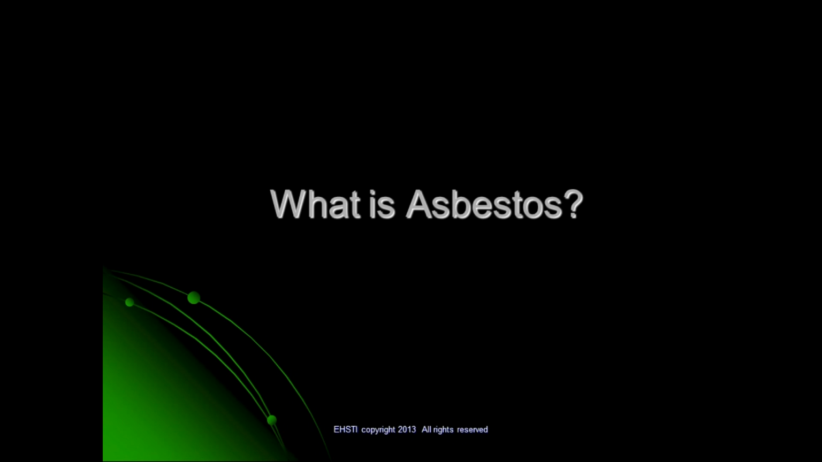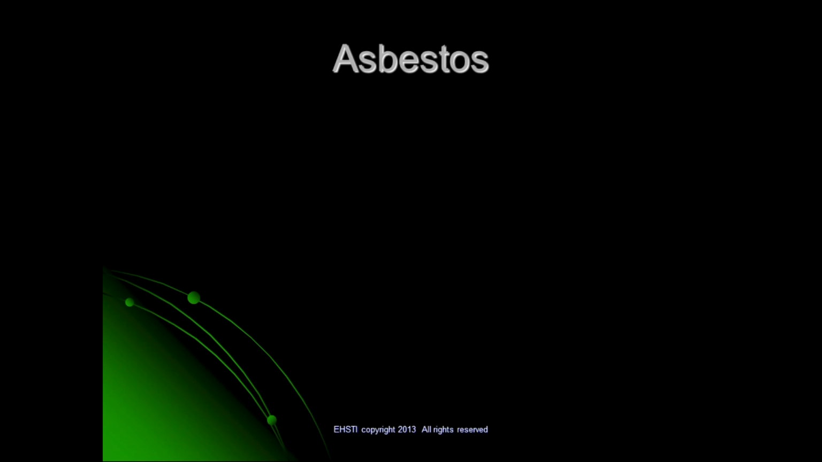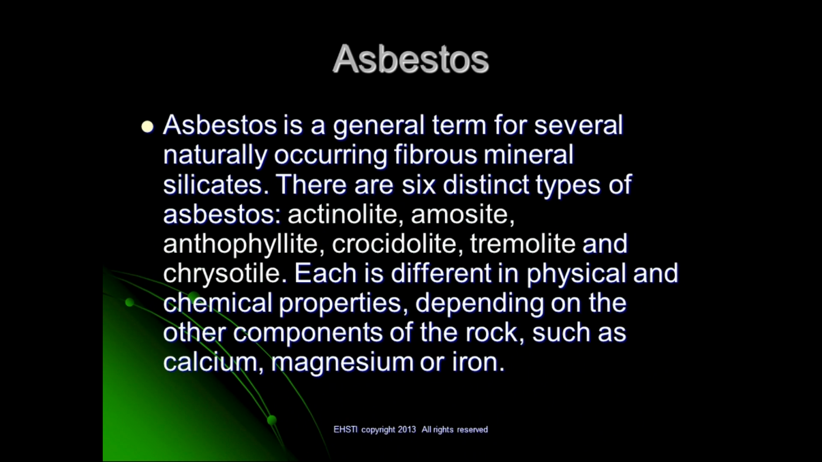What is asbestos? Asbestos is a general term for several naturally occurring fibrous mineral silicates. There are 6 distinct types of asbestos: actinolite, amosite, anthophyllite, chrysotolite, tremolite, and chrysotile. Each is different in physical and chemical properties depending on the other components of the rock, such as calcium, magnesium, or iron.